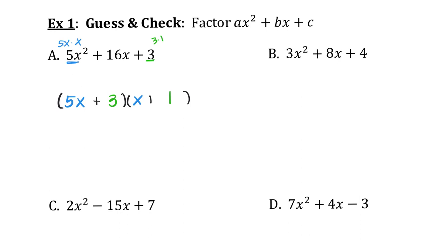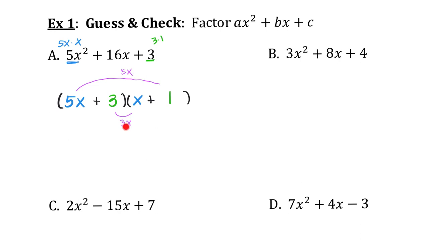Okay, now the question is if it's right, because you can't just say it's right because there's no 16 in this at all. To make sure it's right, I need to multiply it out and check it. If I do 5x times x, I get 5x to the second. If I do 5x times 1, I get 5x. If I keep distributing, I do 3 times x, and I get 3x. And if I do 3 times 1, I do get the 3 at the end.